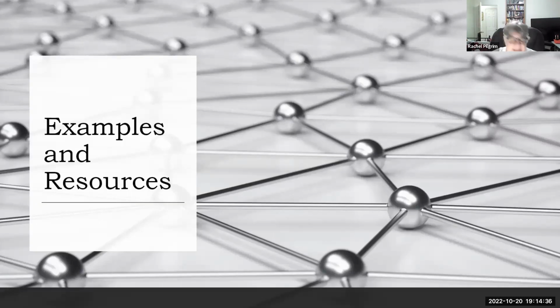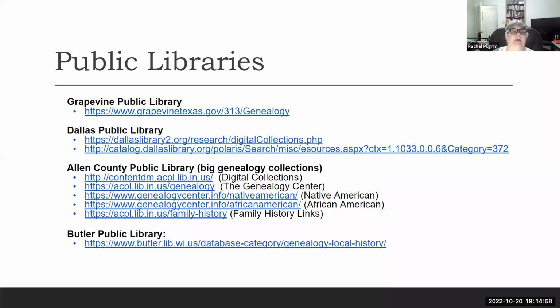The rest of this, and this is where I'm going to hopefully make it a little bit more interactive, is let's talk about some examples and resources that are available to you in each different type of collection. The only one I didn't really have was kind of those specialized ones, but they're very similar to the Genealogy Society collections. So public libraries, I'm listing 4 here.